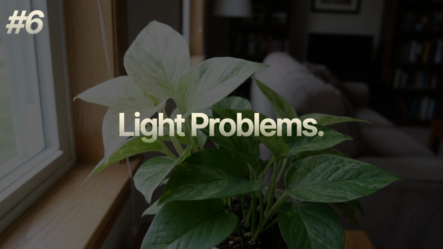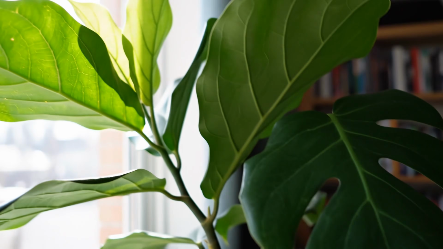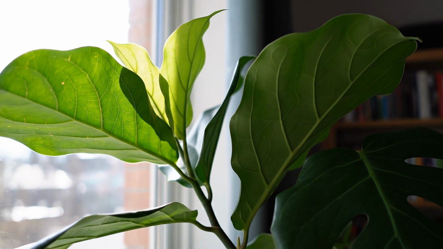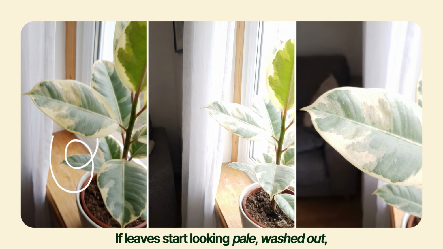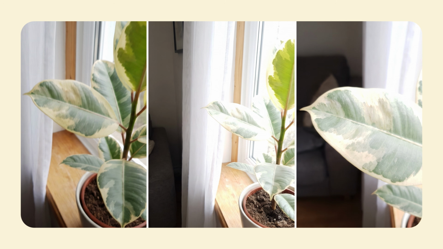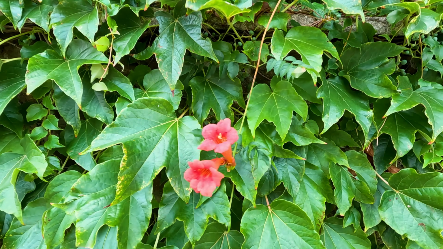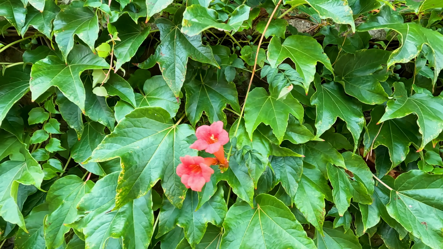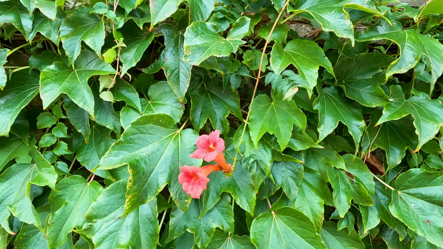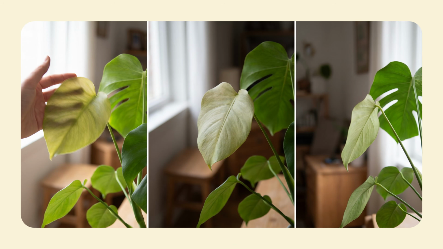Light problems. Light changes how your plant looks more than almost anything else, and most people misread it. If leaves start looking pale, washed out, or slightly bleached with no clear pattern, that's usually too much light. The plant is getting more intensity than it can handle, and chlorophyll starts breaking down faster than it can be replaced. This is called photobleaching, and once it happens, those leaves don't fully recover.